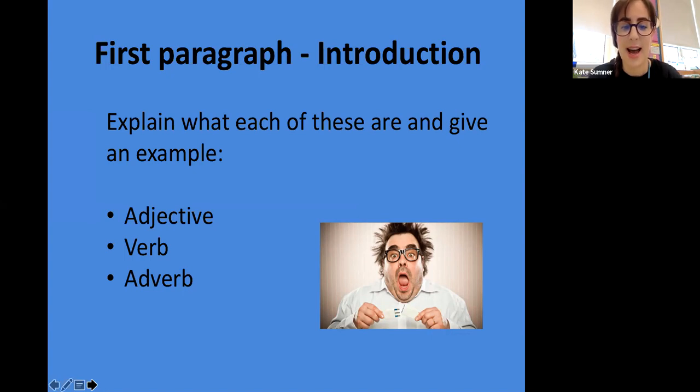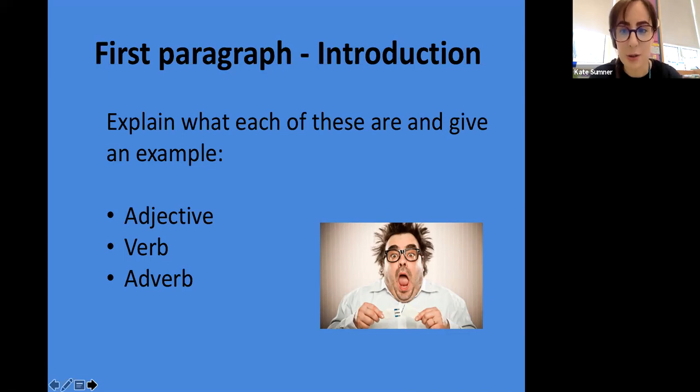Okay, so an adjective, as we all know, is a describing word. So it describes the noun. So fluffy dog, and the adjective is fluffy. Or the tall girl, the adjective is tall. A verb is a doing word or an action. So swimming, running, stretching, thinking, dreaming, sleeping. So it's a doing word.